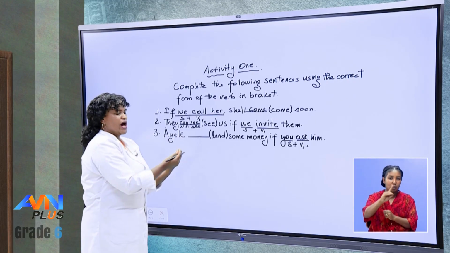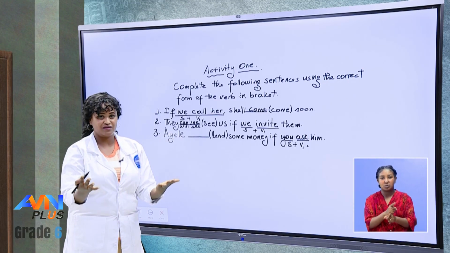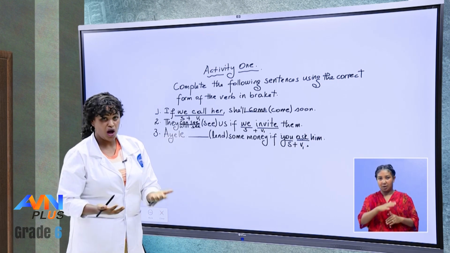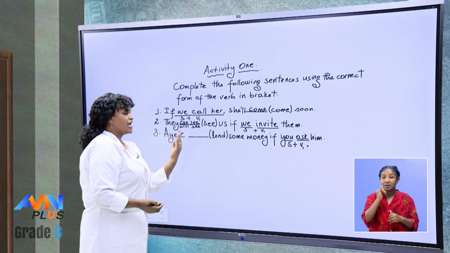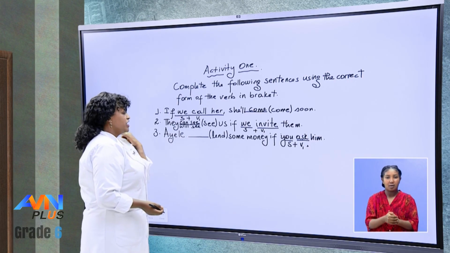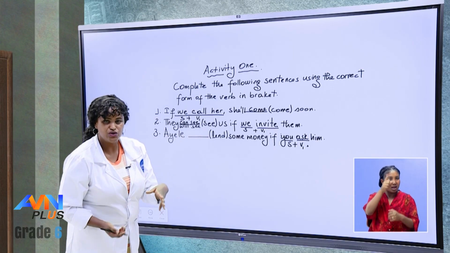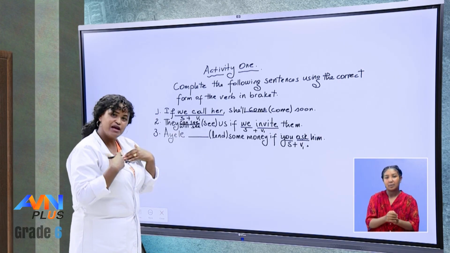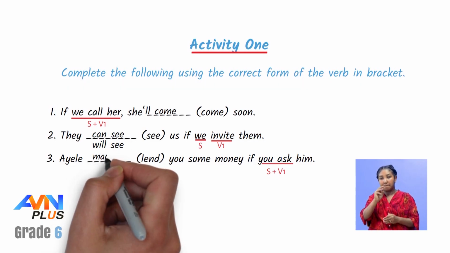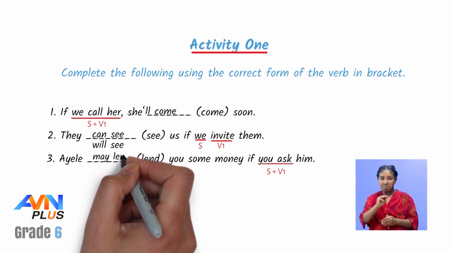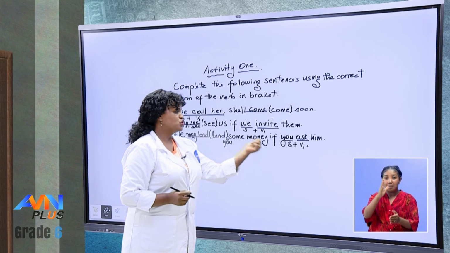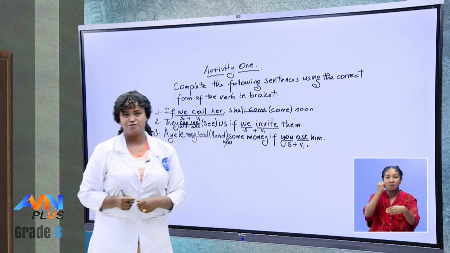For example, we are not sure about somebody's pocket. Yes? But we can guess, we can tell the possibility. So how do we say? If you say Ayele will lend you, you are correct. Or if you say Ayele can lend you, you are also correct. But I prefer to say Ayele may lend you. Ayele may lend you some money if you ask him.